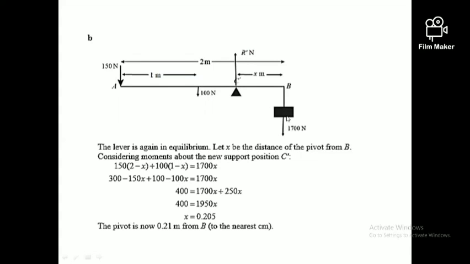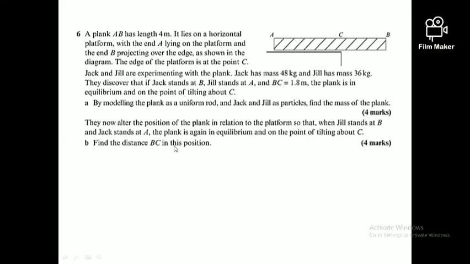1700, right? Then from this point you can understand 150 into 2 is 300, 150 into minus X is minus 150X. This is 100 minus 100x, 1700x. With that, if you simplify, you will obtain the answer as x is equal to 0.205. From this, you can understand the new position would be at a length of 0.205 meters from B, right? That is the answer for that question, right?